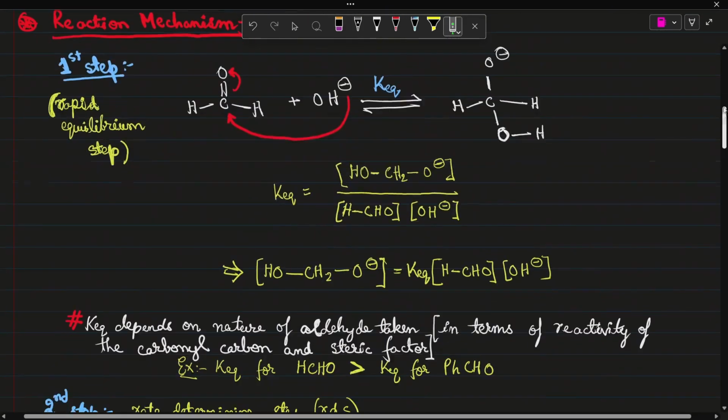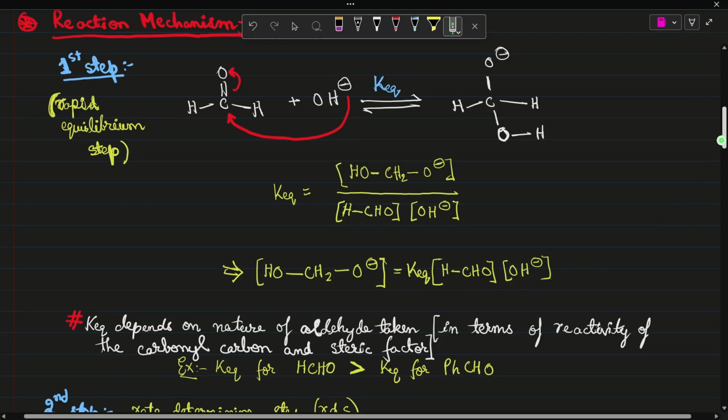So if we have to write the expression for the equilibrium constant, it would be simply this compound divided by this times this, the basic idea of equilibrium constant, and by getting the suitable expression for the concentration of this species, we can easily write it in terms of K equilibrium and the concentration of formaldehyde and OH minus.